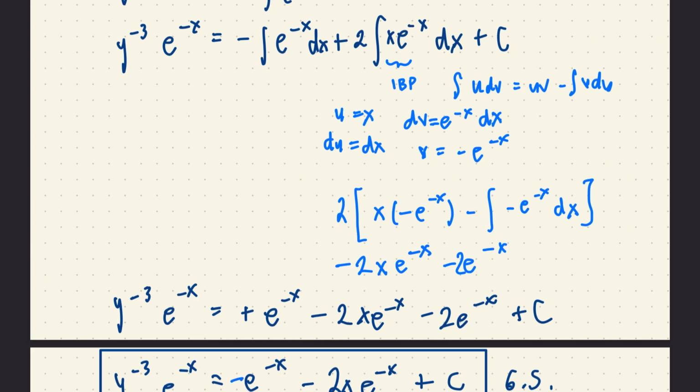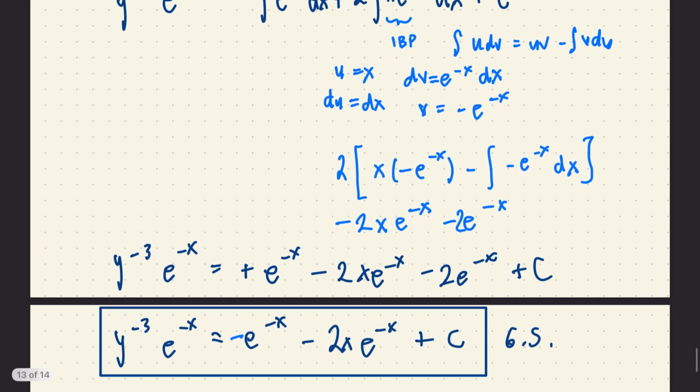So this will end up as our general solution: y raised to negative 3 times e raised to negative x is equal to negative e raised to negative x minus 2x e raised to negative x. That will be our general solution.